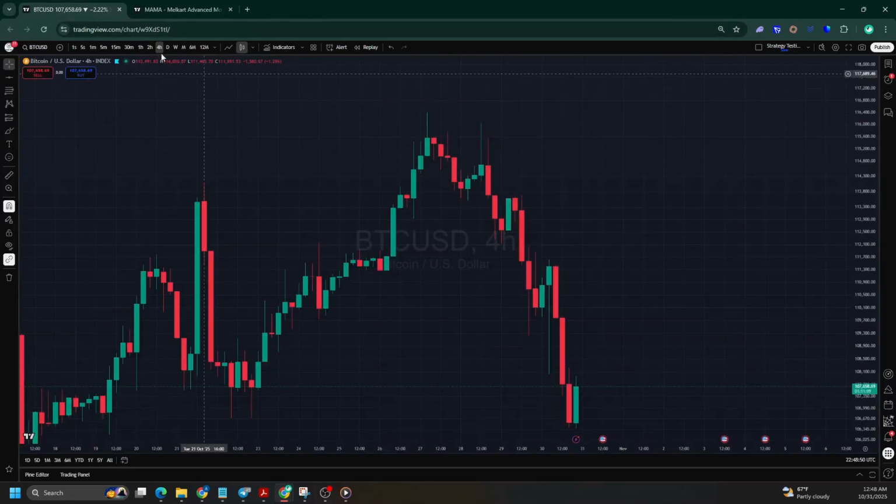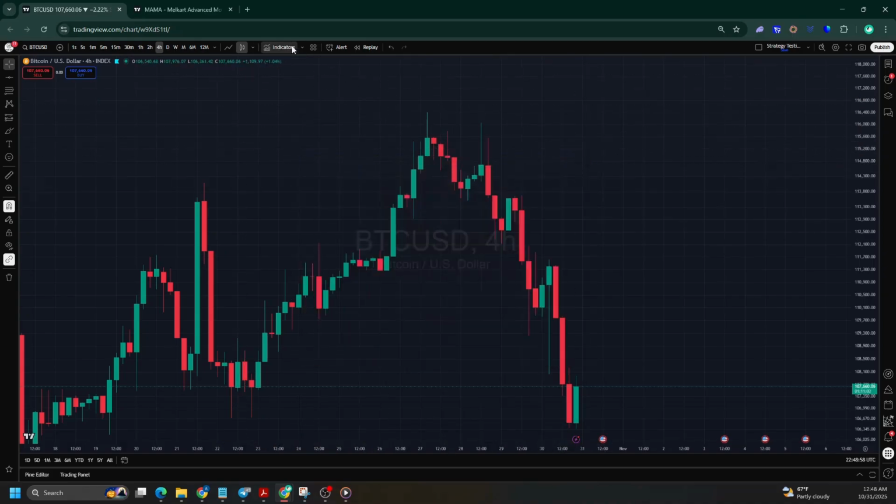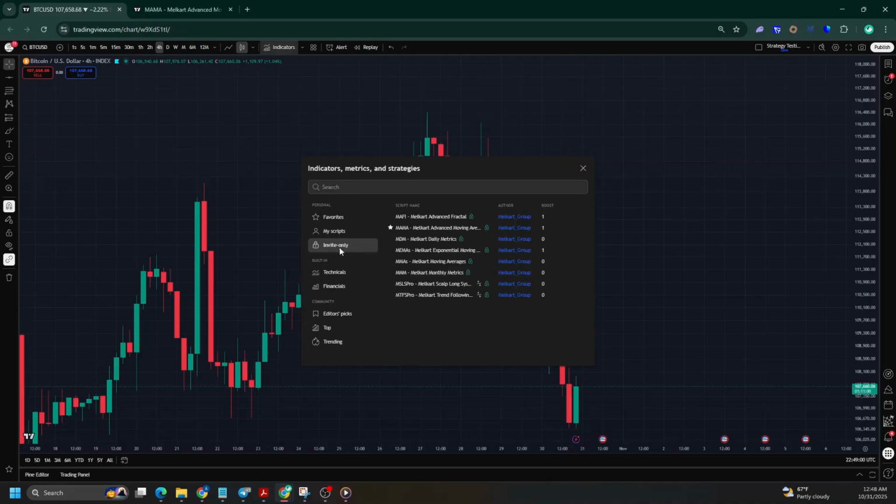So here we have Bitcoin on the 4 hour. We leave this chart, it's fine. It works on every different chart, but let's keep it. We go to indicators, invite only, because all Milkart Group indicators are invitation only. They are locked for the community. Let's add the Mama to the chart.